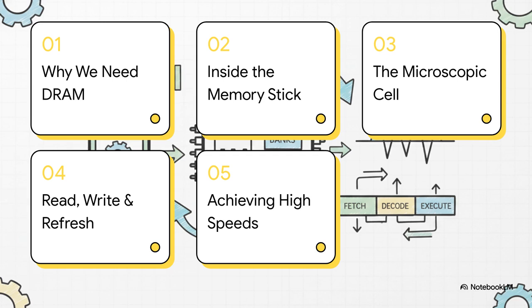Here is the agenda for our explainer today. We'll start with why we need DRAM, take a look inside the physical memory stick, examine the microscopic 1T1C cell, cover the reading, writing, and refreshing logic, and finally, look at architectural speed optimizations. This follows a very standard syllabus sequence, so pay close attention.